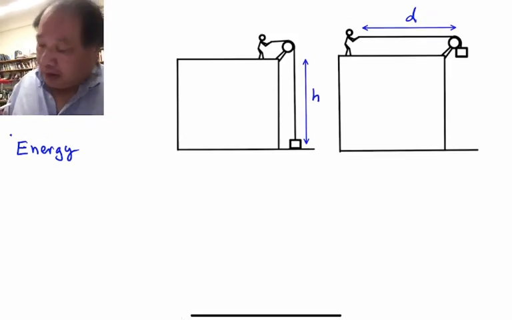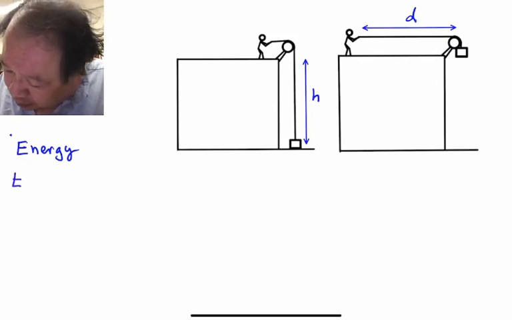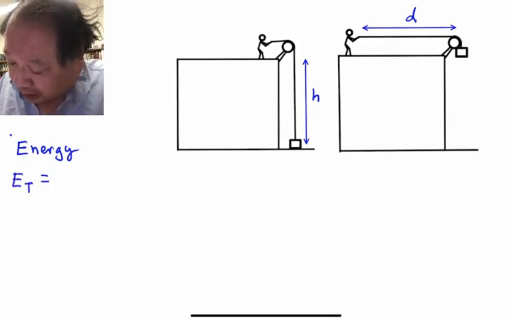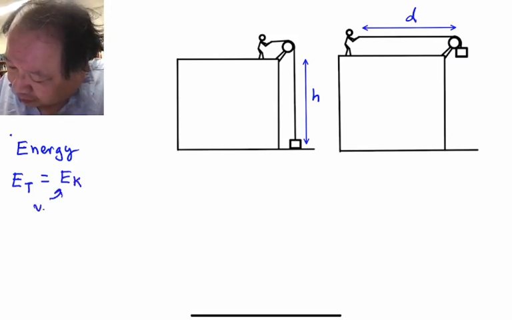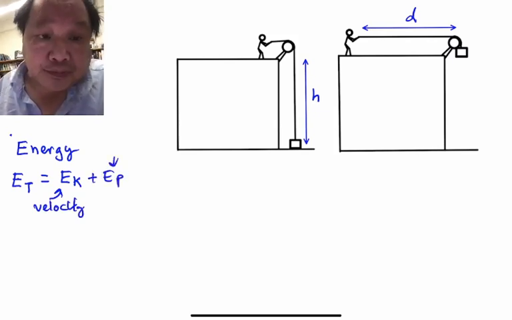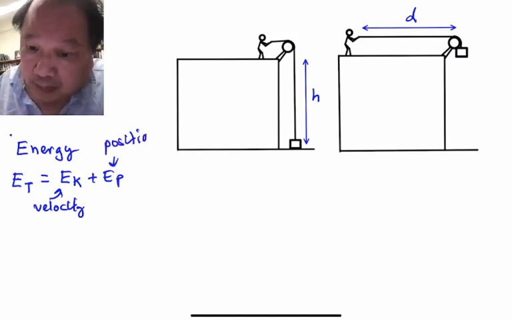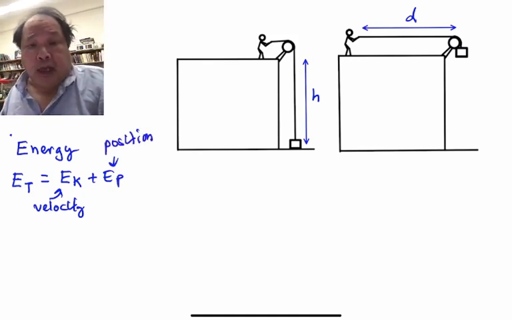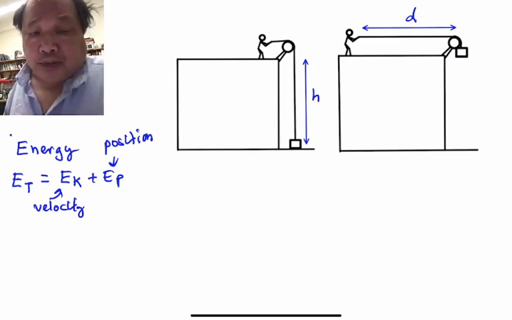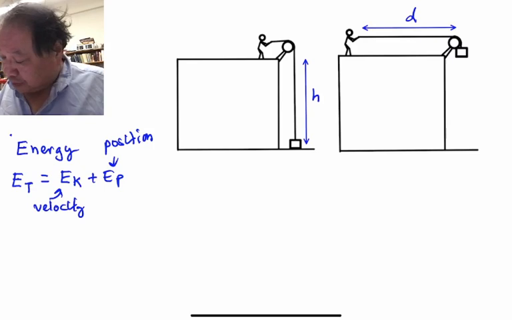So, energy. There are two types of energy. Total energy is made up of a kinetic energy, which is based on velocity, plus a potential energy, which is based on position. And we're going to be concentrating on the potential energy in this video and what things control the potential energy.